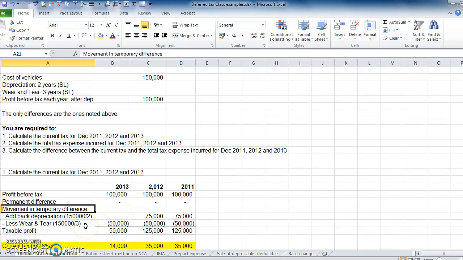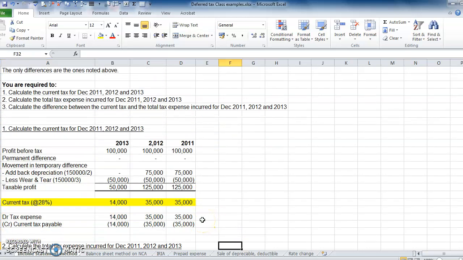Wear and tear is over 3 years, so it will be 50,000 per year, right? So 150 divided by 3 will give us 50,000. So wear and tear we deduct. Our taxable profit will then be, for 2012 and 2011, exactly the same, 125,000. And then for 2013, our taxable profit will be 50,000. And so our current tax will be 28% of our taxable profit. 2011 and 2012 it will be 35,000, and then for 2013 it will be 14,000.